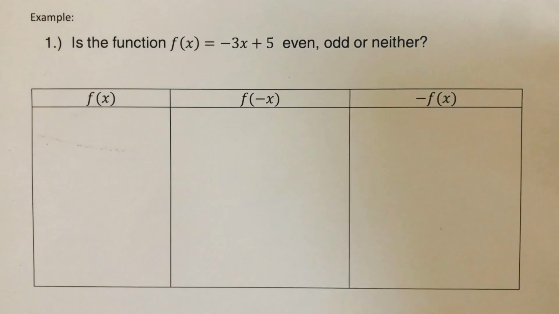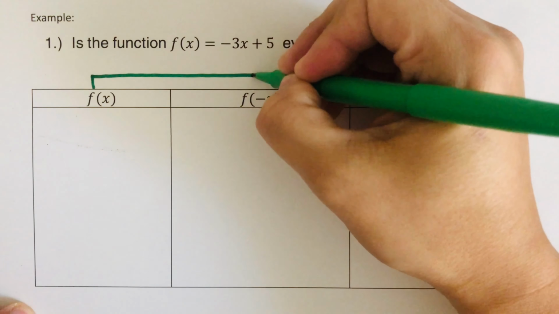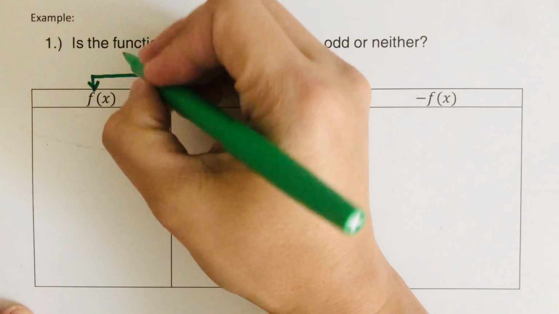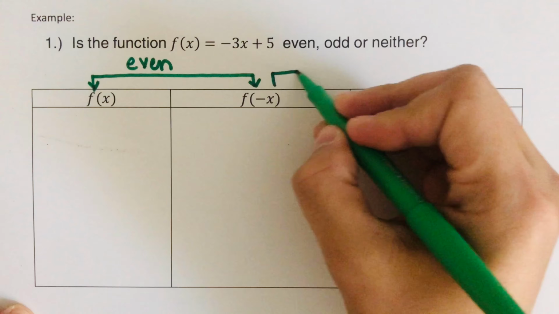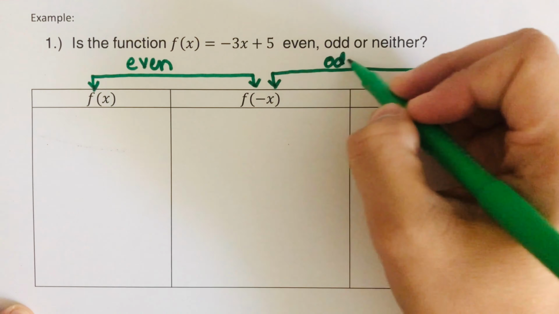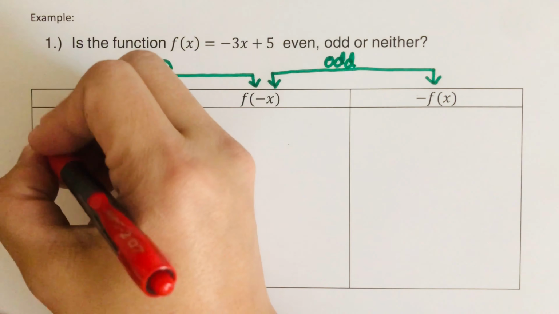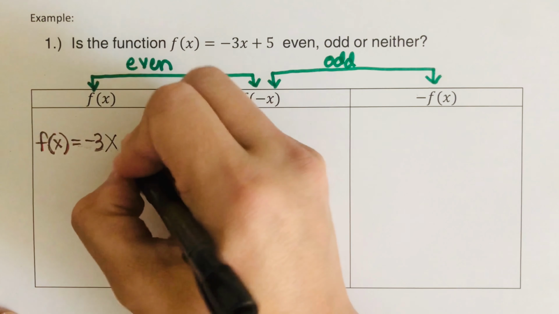So what we're going to do is, we remember that if f of x is equal to f of negative x, so whenever we get an answer, if these two are the same, then it is even. Now, if f of negative x and the negative f of x are the same, then it is odd. Other than that, it's going to be classified as neither. Now let's take the first example here. So I'm going to write here f of x is negative 3x plus 5.